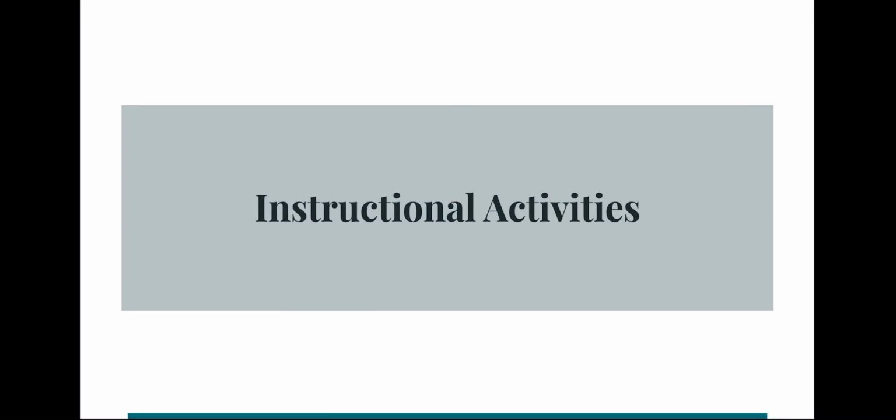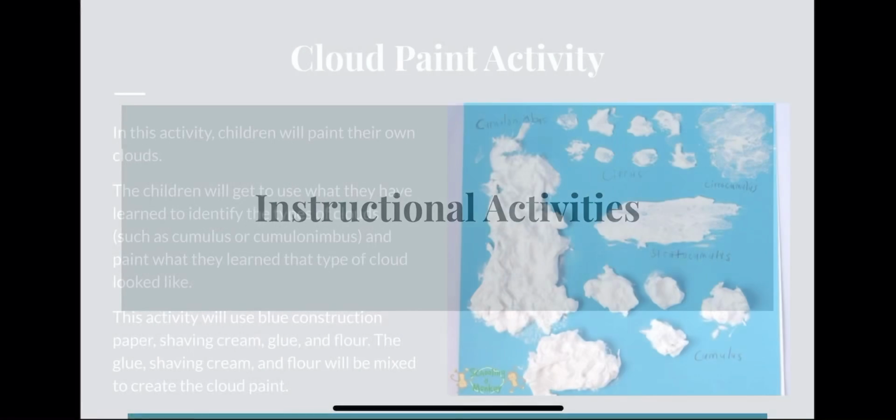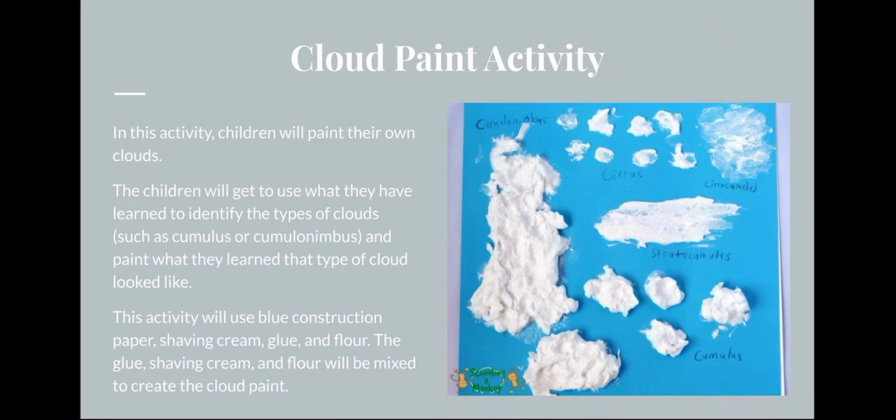The next section is instructional activities. I chose 3 activities. The first one is the cloud paint activity. In this activity, children will paint their own clouds, and they will get to use what they've learned to identify the types of clouds and paint what that type of cloud is.